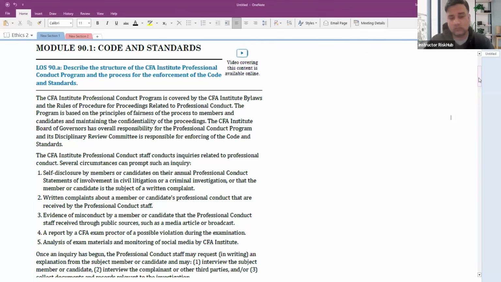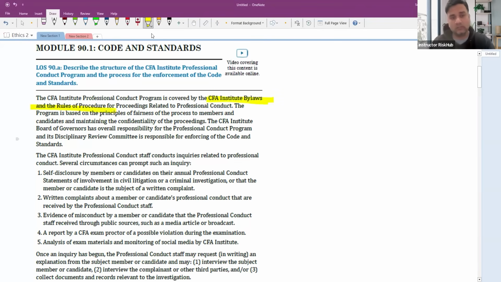CFA Institute is not a court, right? It's not a regulator like your SEBI or your SEC. It enforces ethical behavior of its own members and candidates. The enforcement program which your CFA program has is called the Professional Conduct Program, PCP. So keep that in mind very, very clearly. The CFA Institute Professional Conduct Program is covered by the CFA Institute bylaws.